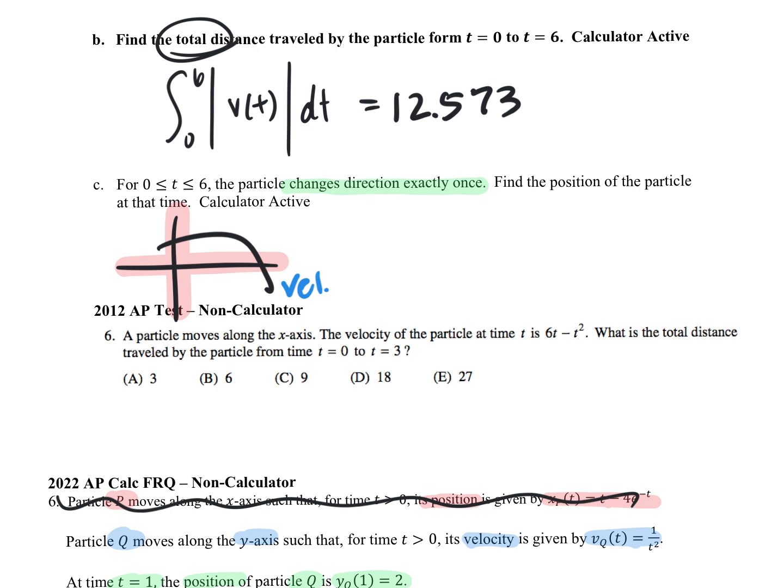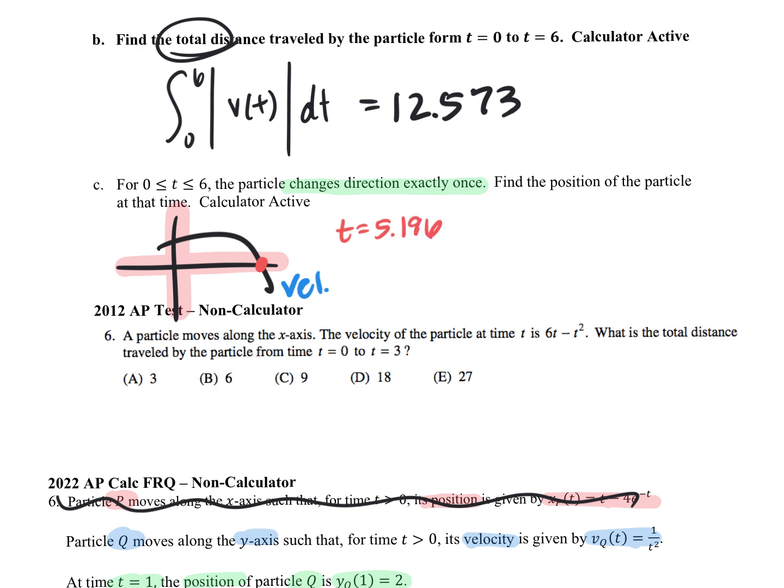It says it changes directions once. We're looking for this value, right? When my velocity changed signs. So how do we do that in our calculator? Second trace, zero. Find the zero. To the left, hit enter. To the right, hit enter. What'd you get? 5.196. I love that you said 3 decimals. I appreciate that.